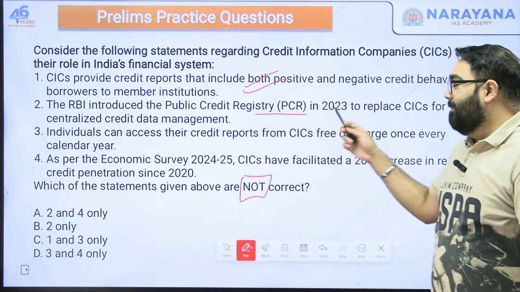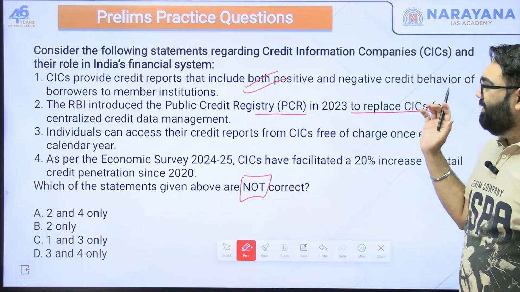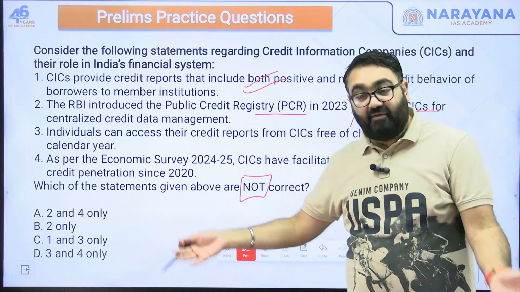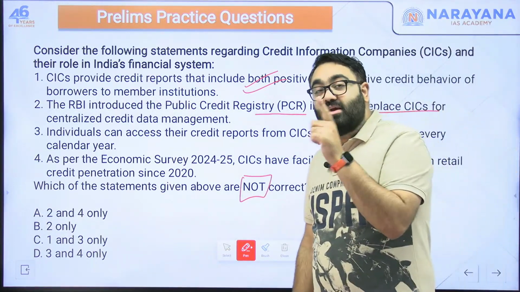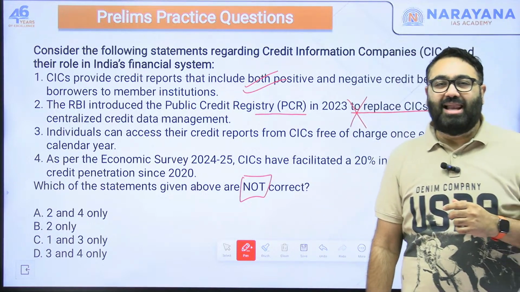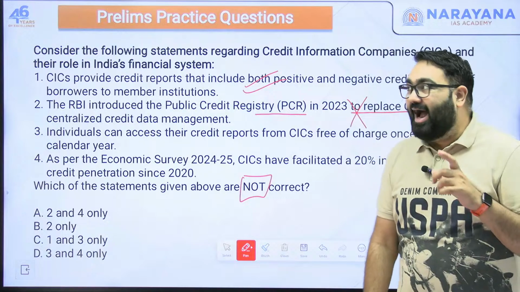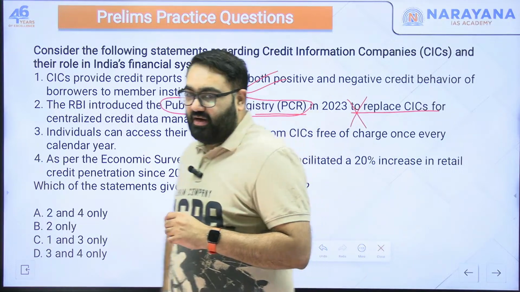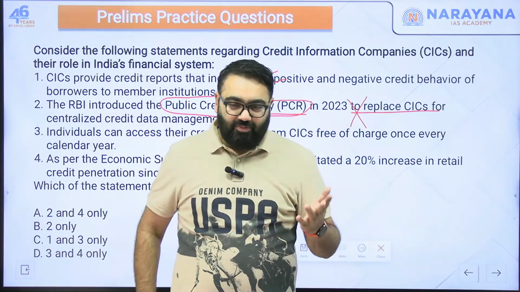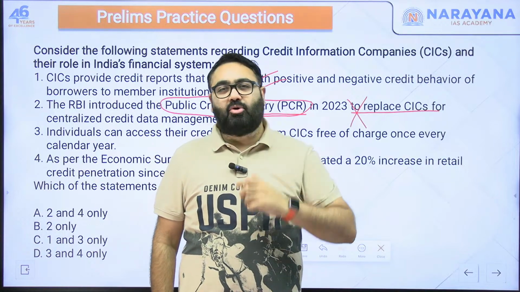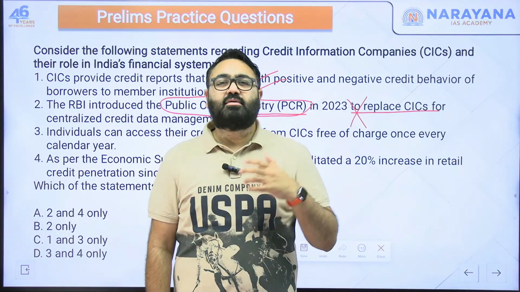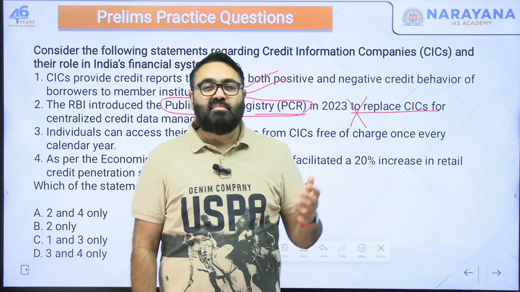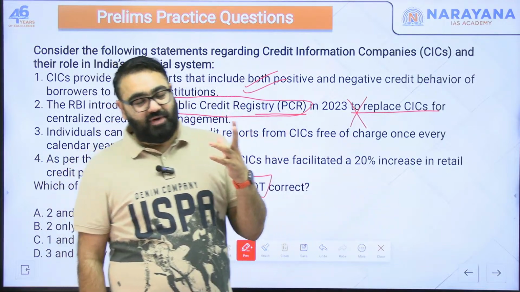Second, RBI introduced public credit registry in 2023 to replace CICs for centralized credit data management. Obviously, no, CICs have not been replaced. We have been studying about CIC in this topic. If you remember yesterday, when we were discussing the topic of ULI, Unified Lending Interface, for that we discussed public credit registry. This is a pilot project that the RBI is running. Again, they have piloted this project of an online portal, Unified Lending Interface, where banks can register themselves, people who want to borrow money can register themselves, and then they can see if the institutions are ready to offer them loans, and the information will be available there.